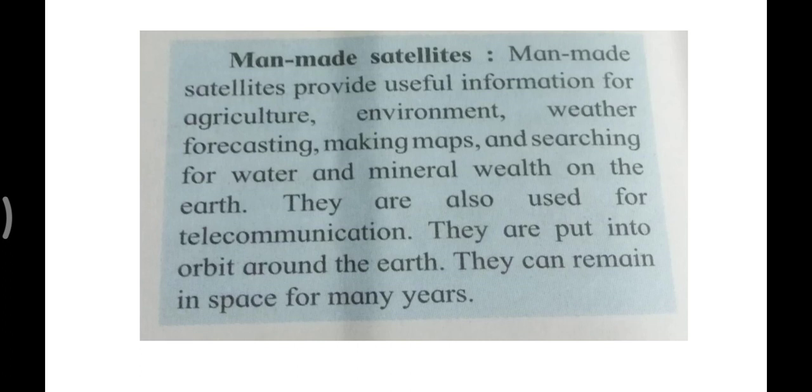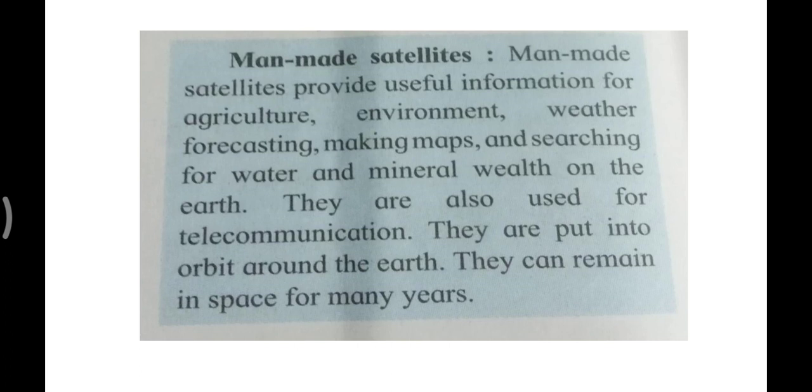We have already seen what are the satellites. But what are man-made satellites? Man-made satellites are revolving around the earth and they are giving us information of different regions or of different parts of the earth. They are also used for telecommunication. They are put into orbit around the earth. They can remain in space for many years.